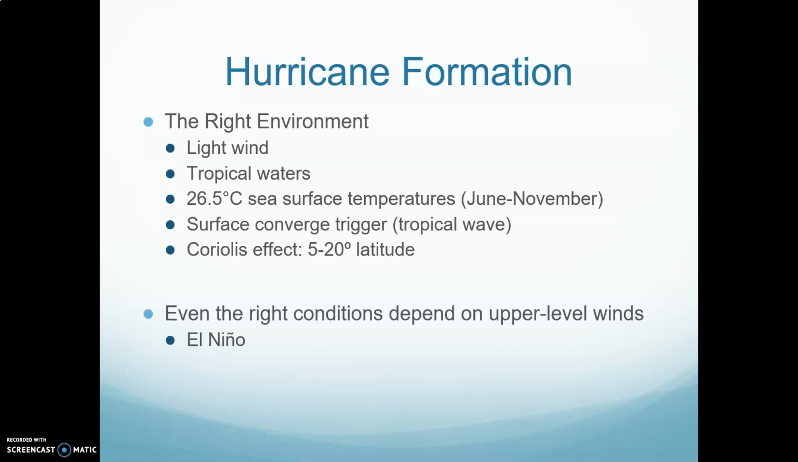So in the top part of this slide, you see all the right conditions for a hurricane, but even then, we still need the right conditions in other respects as well. For example, El Nino. For some reason, in El Nino years, you develop a strong subtropical jet, which will diminish the chance of a hurricane forming.